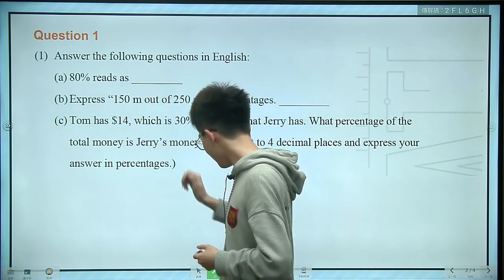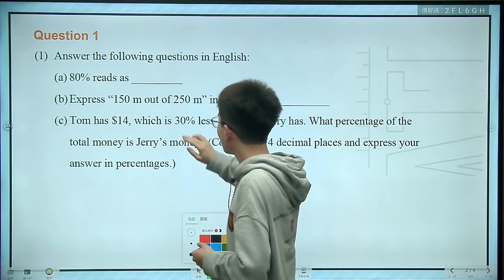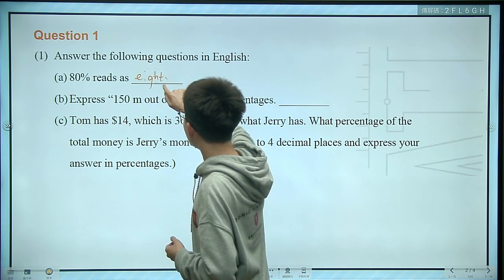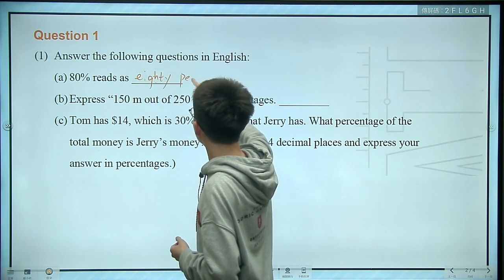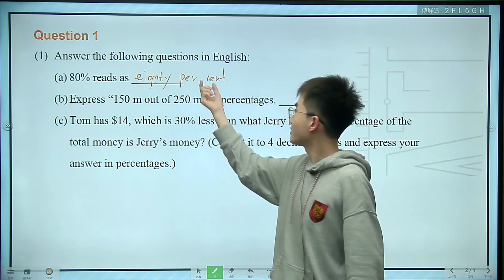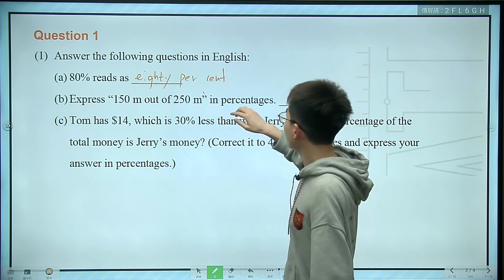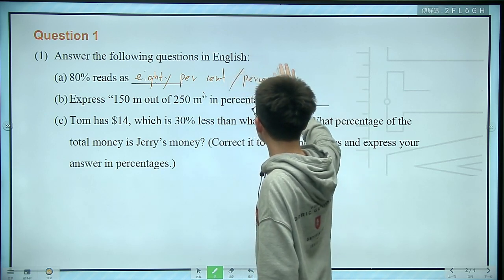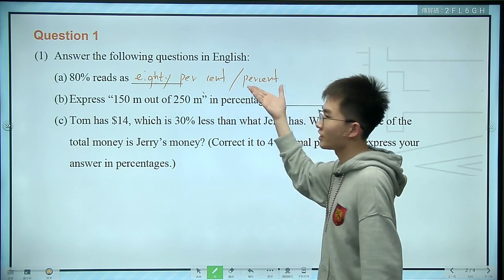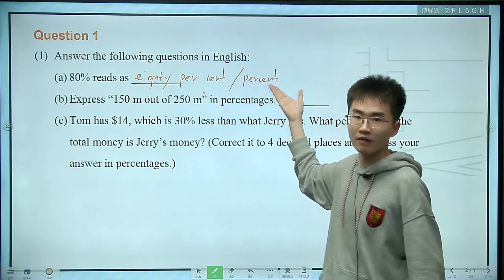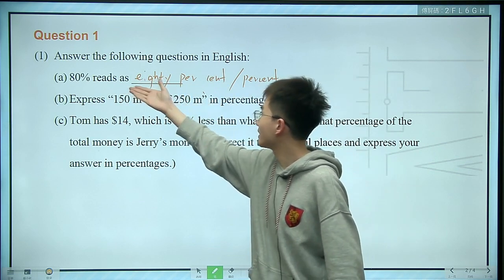80% reads as 80 percent. And the original way to write it is to leave a space between per and cent, but nowadays many students and even teachers will just write them together, like this. Both ways are correct, so it will be read as 80 percent.